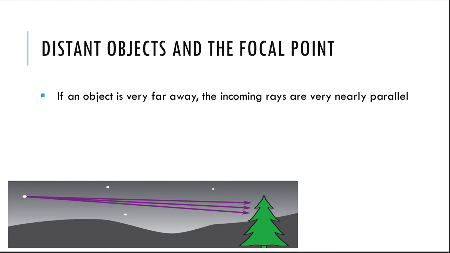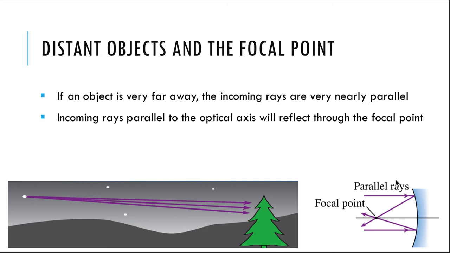So I like to think about distant objects and relate those to the focal point. This picture here shows that if you have an object very far away, then by the time the rays of light hit your point of interest here, those rays of light are actually very nearly parallel, right? Over here, you can see they really diverge when you're close to the source of light, but when you're far away, they're very nearly parallel. So, we just saw that if rays are parallel and hitting a mirror, they're going to reflect through that focal point.